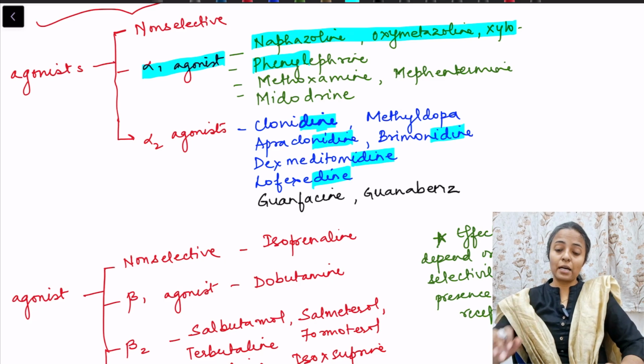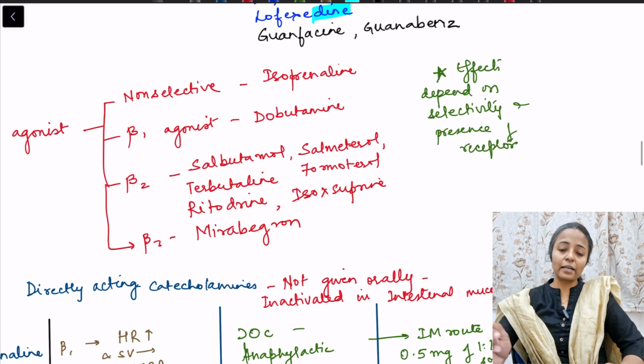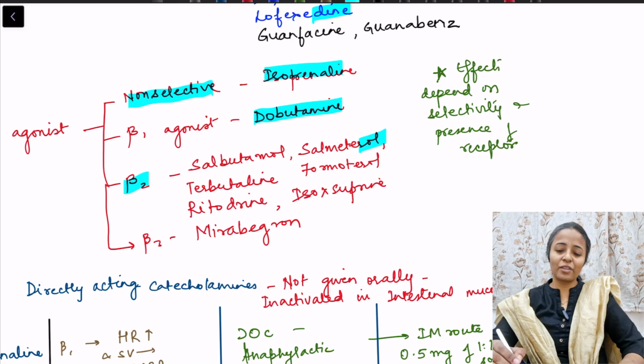Then coming to beta agonists, we have the non-selective beta agonist drug which is isoprenaline. Isoprenaline stimulates only beta receptors and not alpha receptors, but it stimulates all beta receptors. So that is why it is a non-selective beta agonist. Then we have the beta 1 agonist, that is dobutamine. Beta 2 agonists, most of them end with ol. We have salbutamol, salmeterol, formoterol. Then we have terbutaline. Then two other drugs which we will see, their action is also different.